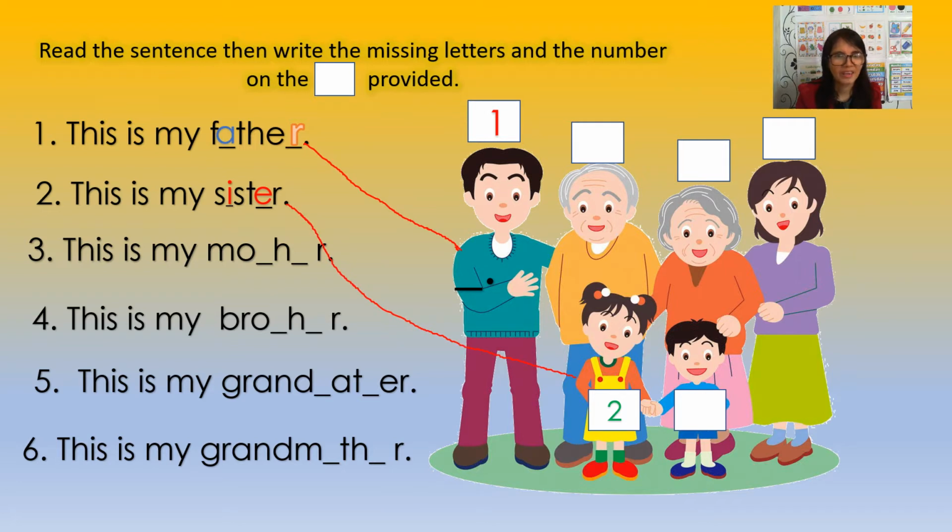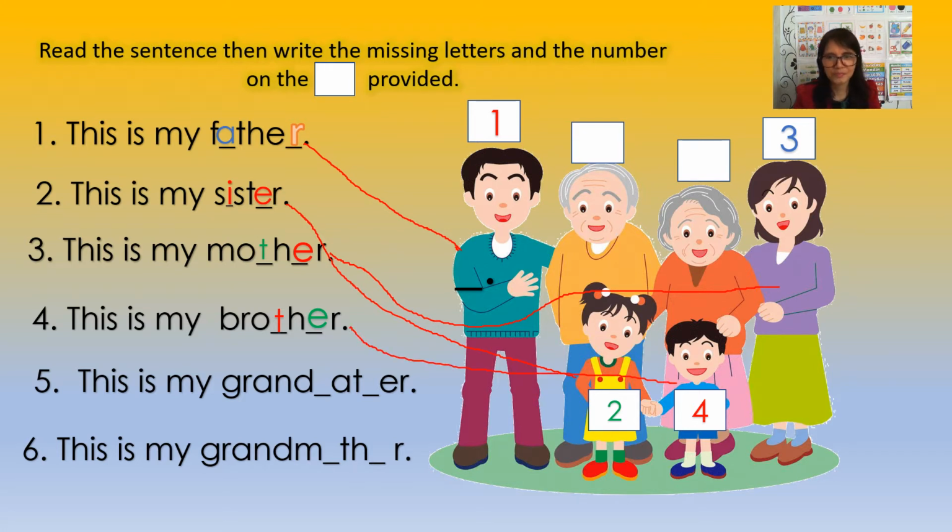How about number three? T N E. Very good. This is my mother. Mother is... So connect mother. How about number four? T N E. Very good. Number four is, this is my brother. Brother, you connect.